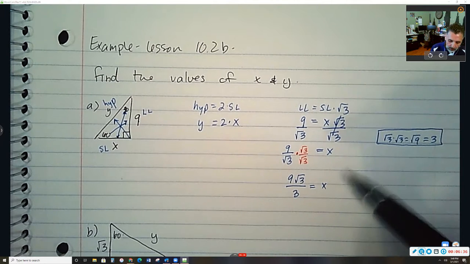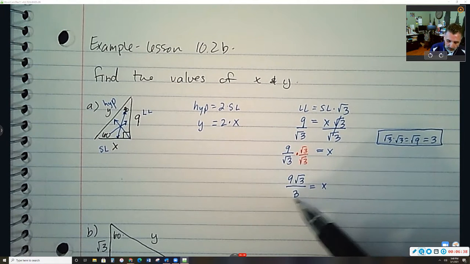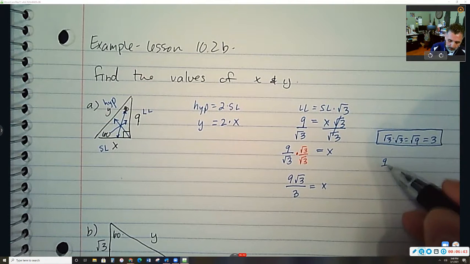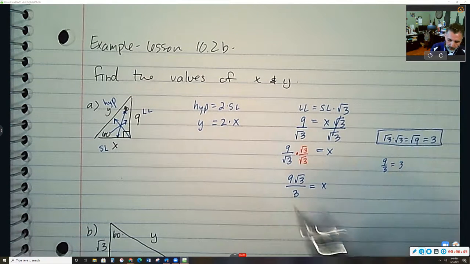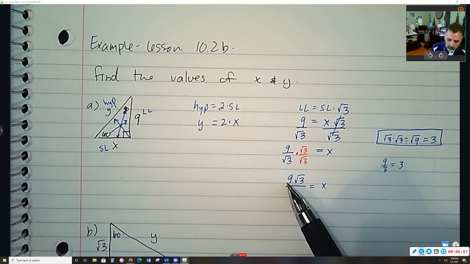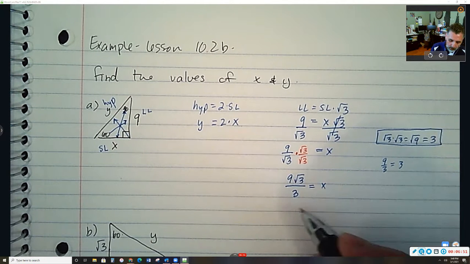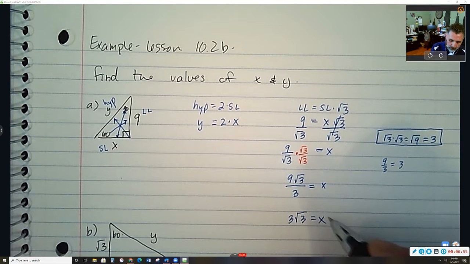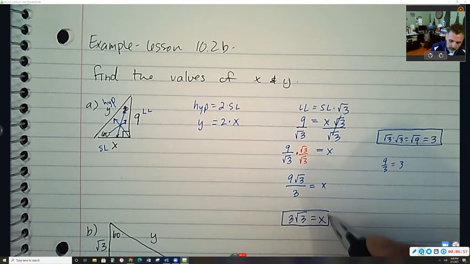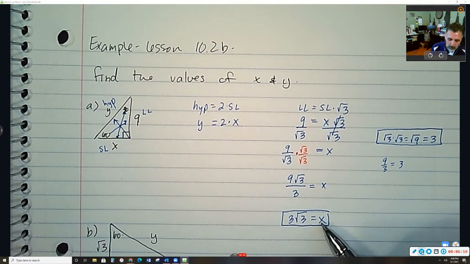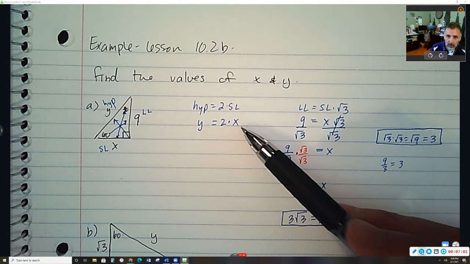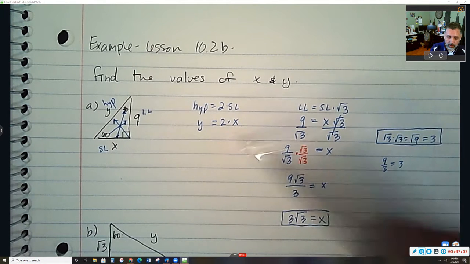And then the last thing we need to do is divide these. If you look, you have 9 over 3. Remember, 9 over 3 is just 3. So we have 9 divided by 3 is 3, and then we still have this one left over. So I know x is this value. Now I can put that value into this equation to figure out y.